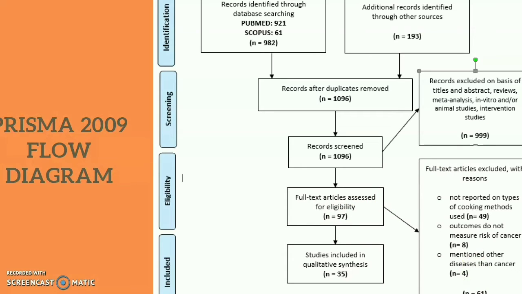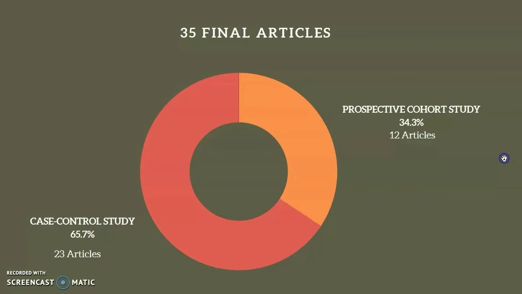Sixty-one articles were further excluded: 49 articles because they did not report on types of cooking methods, 8 articles because the outcome did not measure the risk of cancer, and 4 articles because they mentioned other diseases than cancer. What remained after all the process is 35 final articles.